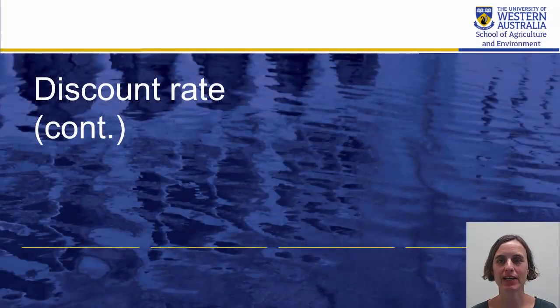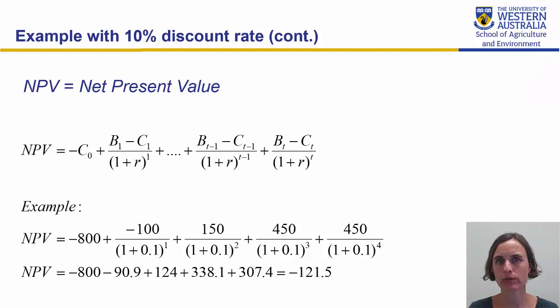Hey guys, I want to continue with discount rate just because it's such an important concept in environmental economics, and especially in the context of climate change. So did you do those calculations? Have a look at those tables that I showed before and look at your own solutions to that net present value example with the 10% discount rate.